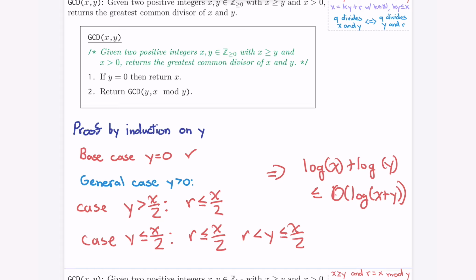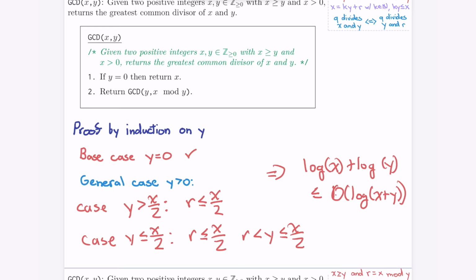And the observation, which was already suggested earlier, was that the worst case is when x is really big, y is really small, and you just keep subtracting y. So why not just do modulo? That's what we're doing here. We're doing the modulo algorithm. And now the running time analysis was a little more clever, but we're also trying to get a better running time.